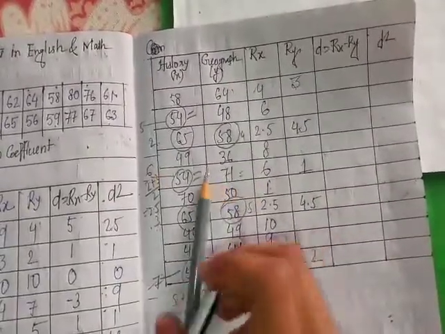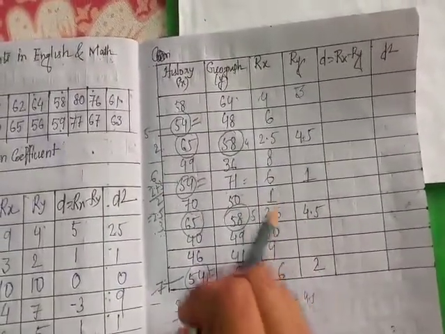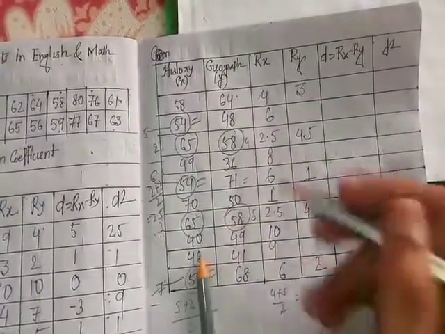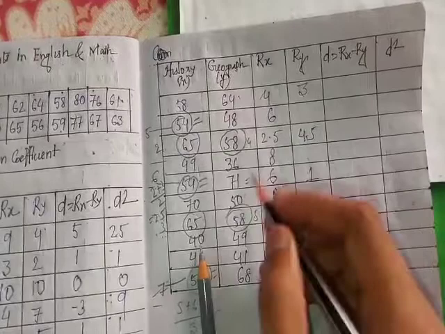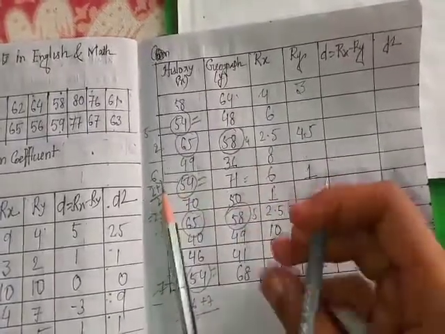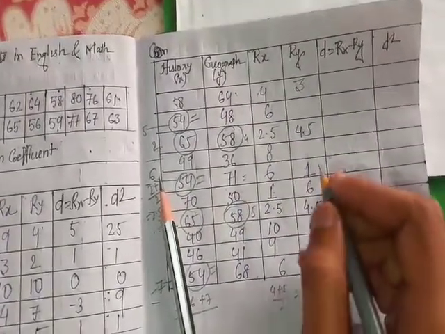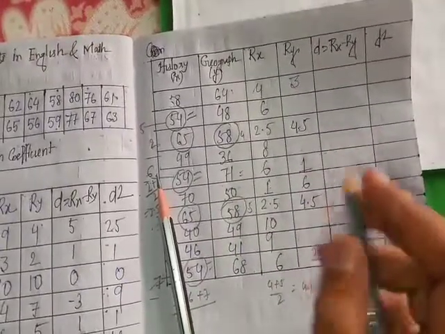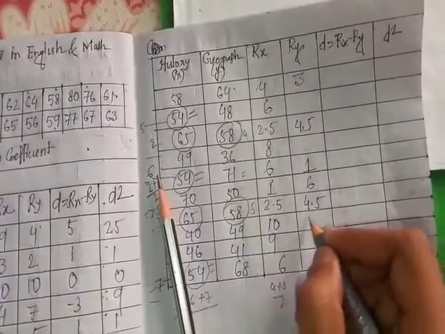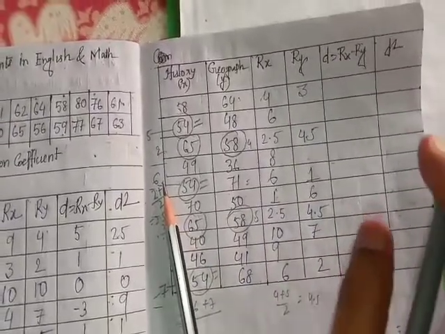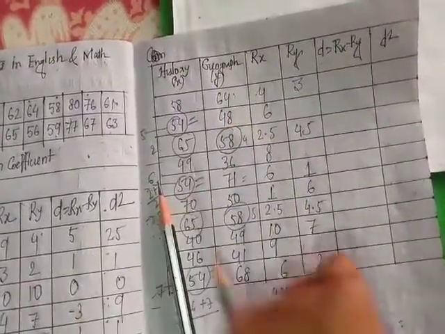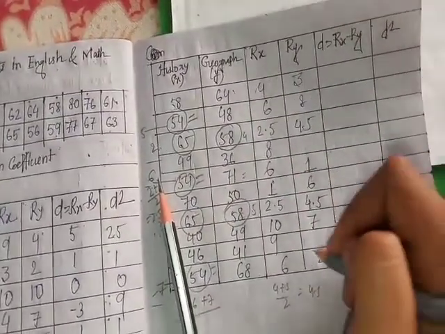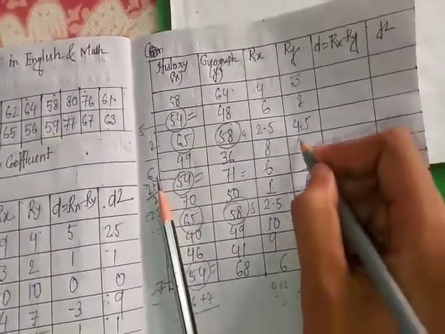Okay. Next, the sixth rank. The sixth highest is 50. So this is 6. Okay. The seventh highest is 49. This is 7. And the eighth highest is 48. This is 8. And this is 9. This is 10.